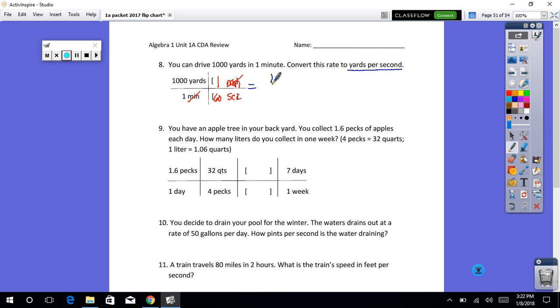So multiply across the top, multiply across the bottom, and simplify. So you are left with 16.67 yards per second.